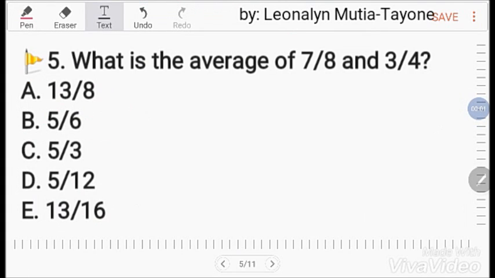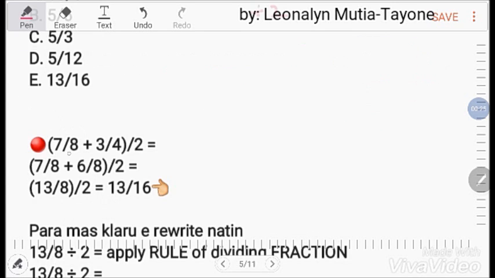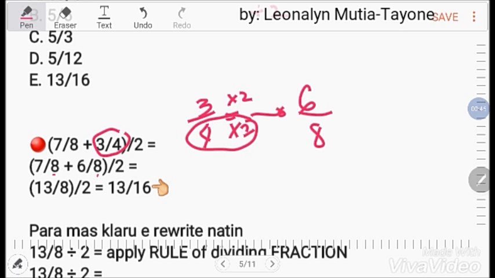Question. What is the average of 7/8 and 3/4? Pause nyo muna ang video, answeran nyo. Now, let's answer this. Ang average, ibig sabihin, i-add mo yan at i-divide mo ng 2. Adding fractions, dapat pareho yung denominator. So, itong 3/4, 6/8 ang equivalent niya. Ano ang minomultiply mo sa baba, yun din ang minomultiply mo sa taas.